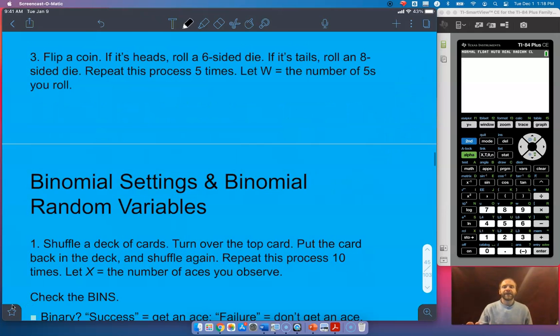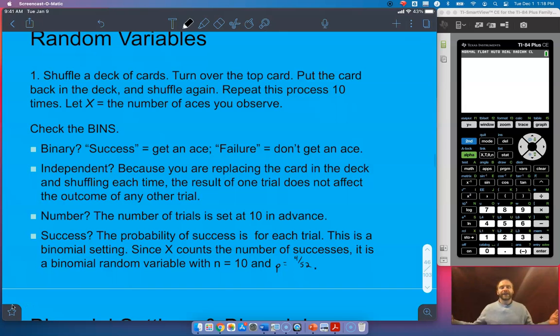So let's see. Number 1, is it binary? I'm saying yes. Success is an ace, failure is not an ace. Is it independent? We're replacing the cards, so yes it is. 10 trials, there's the N for BINS, and checking the success, I was right, 4 out of 52. Since all the conditions are met, I can say it is a binomial setting.